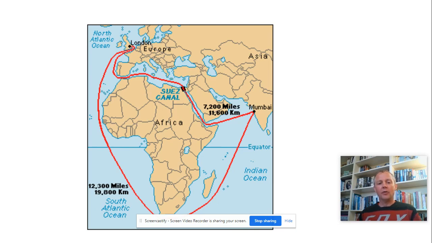If the canal was lost, if any country who is an enemy of Britain's seized control of the canal in Egypt, the alternative was a far longer route around the African coastline.